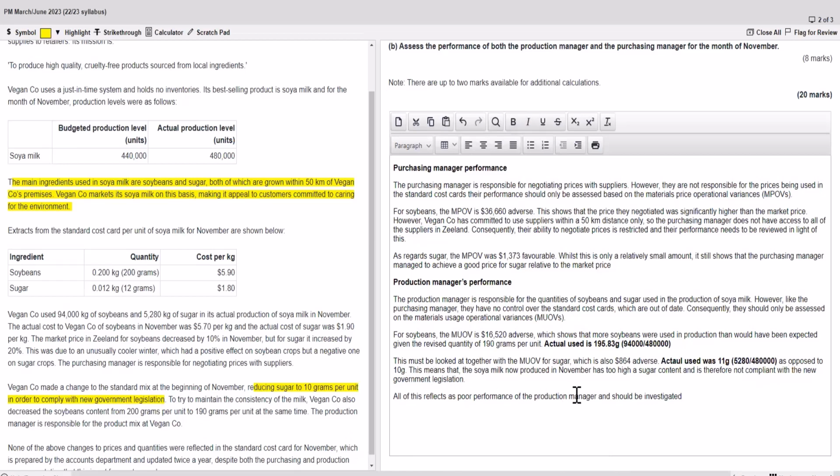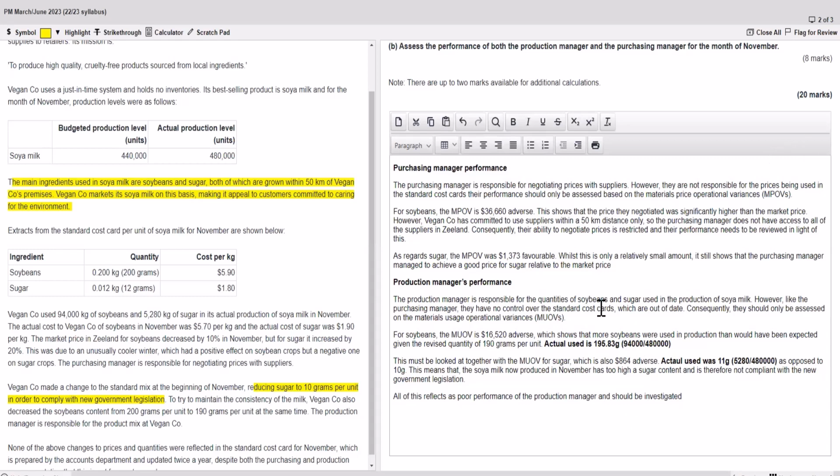It means that soya milk now produced in November has too high sugar content. Now, you didn't need to calculate that because you know from the adverse it must have a too high sugar content because they've used too much. So overall, this reflects poor performance of the production manager and should be investigated. So this is a beautiful, I think there's more than 8 marks here because we've done the 2 calculations and we obviously made quite a few points. So you need to sit and think to yourself, I've got to make enough points for the 8 marks.